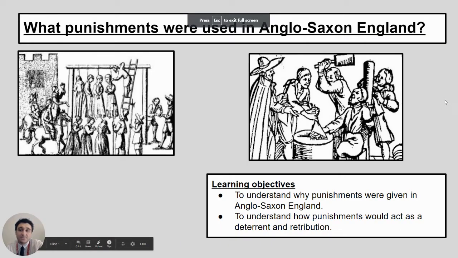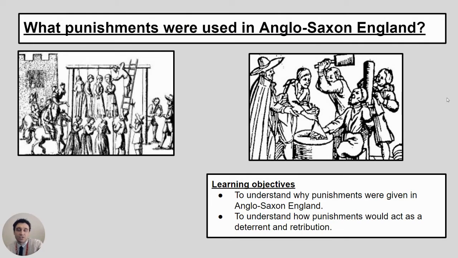Hello. So in this video we are looking at what punishments were used in Anglo-Saxon England. We've got two learning objectives: to understand why punishments were given in Anglo-Saxon England and to understand how punishments during this time could be used as a deterrent and retribution. And there are two key terms we will look at during this video.